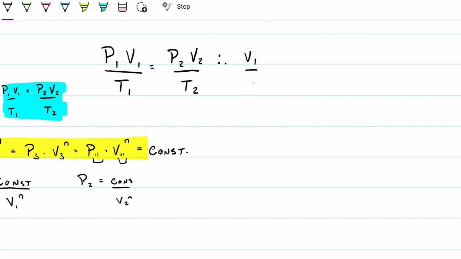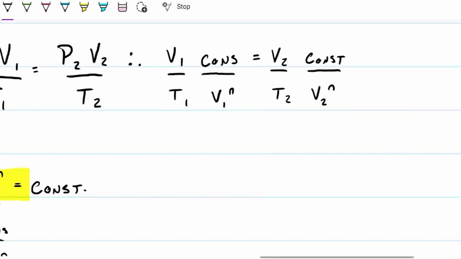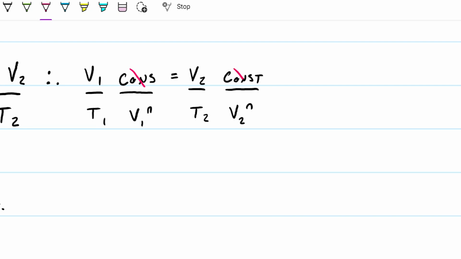So this equation becomes V1 divided by T1 multiplied by the constant divided by V1 to the n. And over here, I have V2 divided by T2 multiplied by the constant divided by V2 to the n. Now, on both sides, I have the constant, so it can come out. You can divide everything by the constant. And I'm going to combine all the volumes to the same side, and all the temperatures to the same side too.